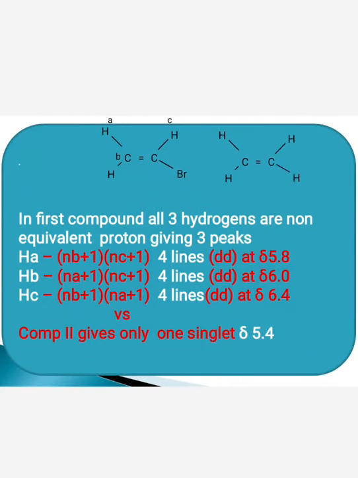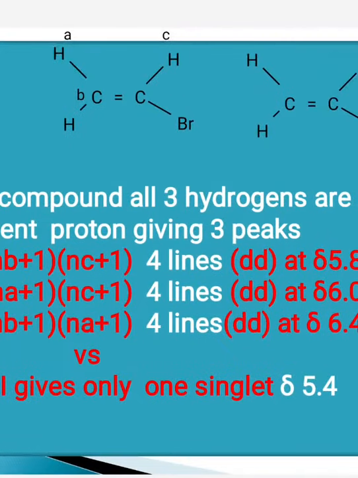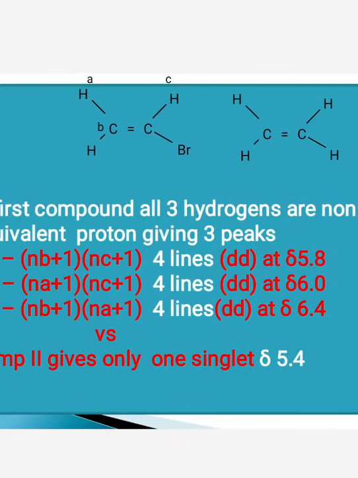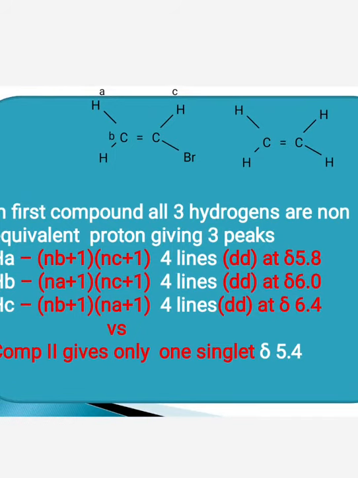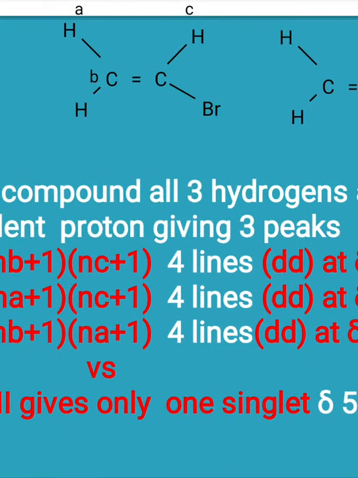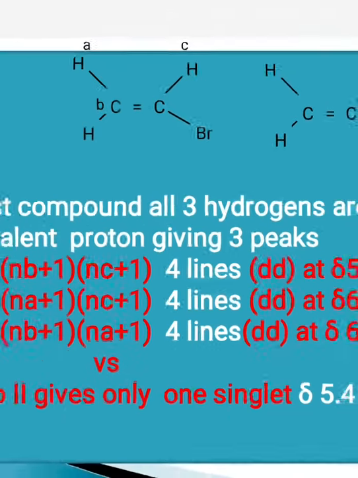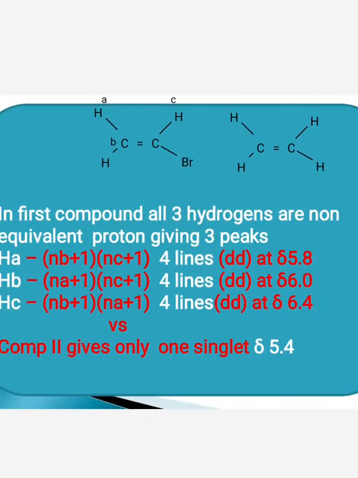Next example, vinyl bromide and ethylene. See, how will you distinguish these two compounds? As bromine is attached to the carbon atom of ethylene in vinyl bromide, all the three hydrogen atoms are of different types, because all the three hydrogen atoms have different chemical environments due to the restriction of the double bond, and hence all the three hydrogen atoms are different.